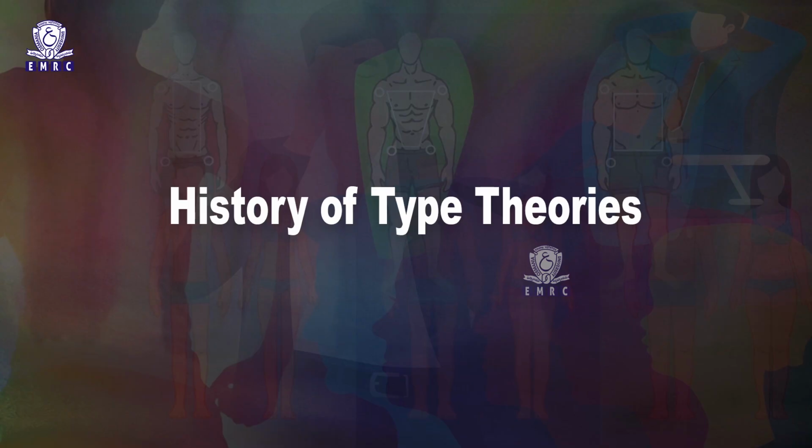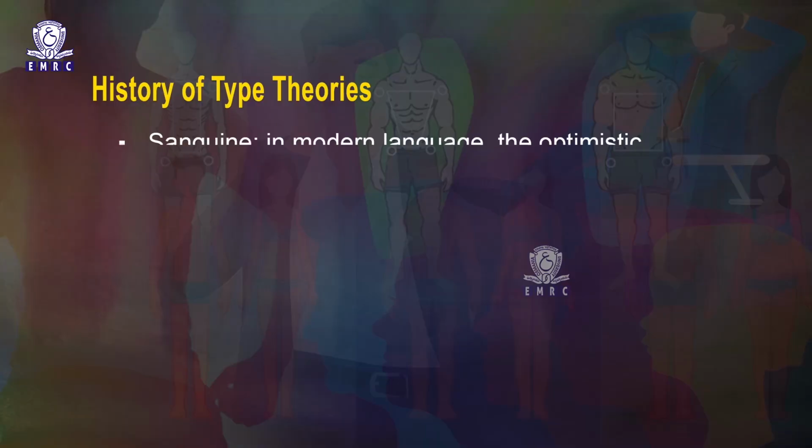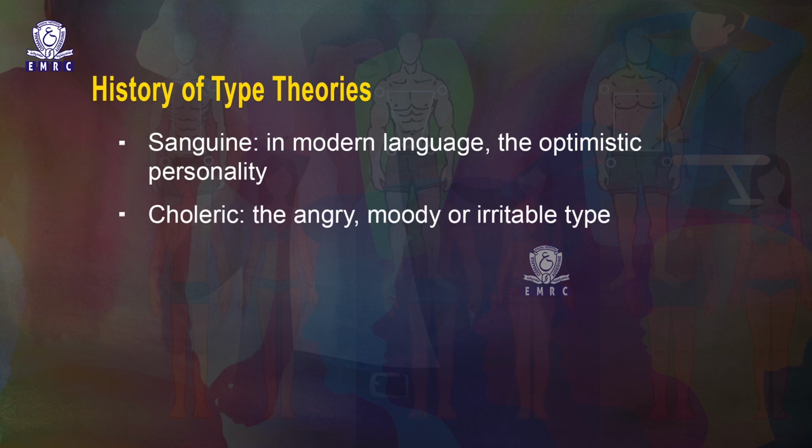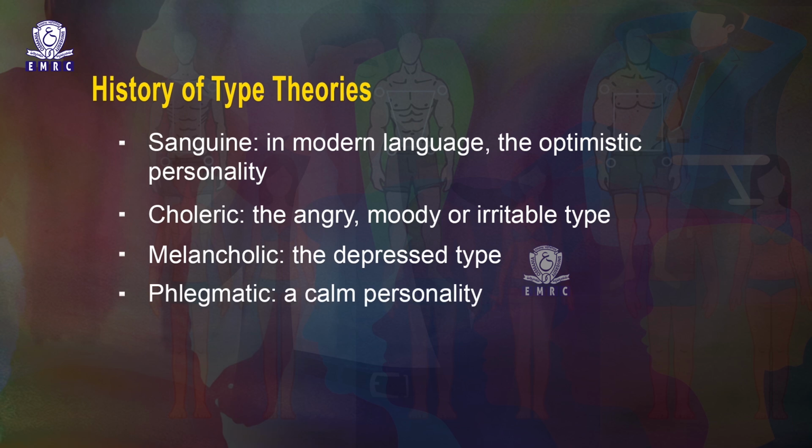Now, let us try to find what history says about type theories. Type theory places people into categories. The ancient Greeks were among the first to determine personality in this manner. Hippocrates was a person who broke personalities into types that he called the four humors. First is sanguine, in modern language the optimistic personality. Second, choleric, the angry, moody or irritable type. Melancholic is the depressed type, and finally phlegmatic is a calm personality.